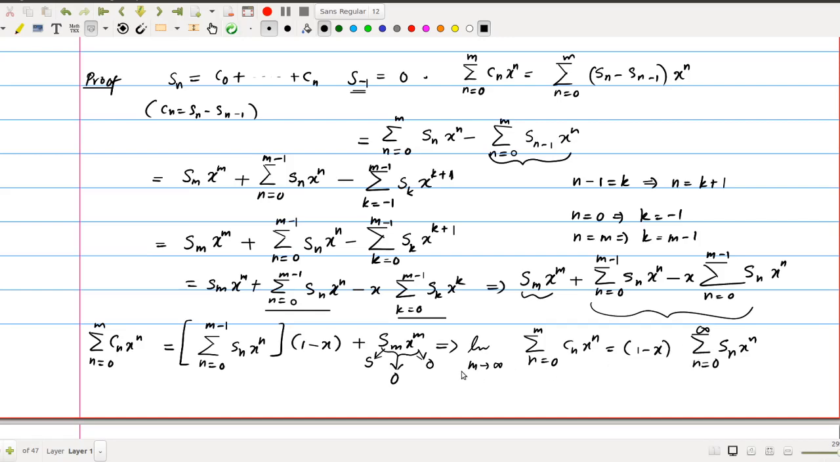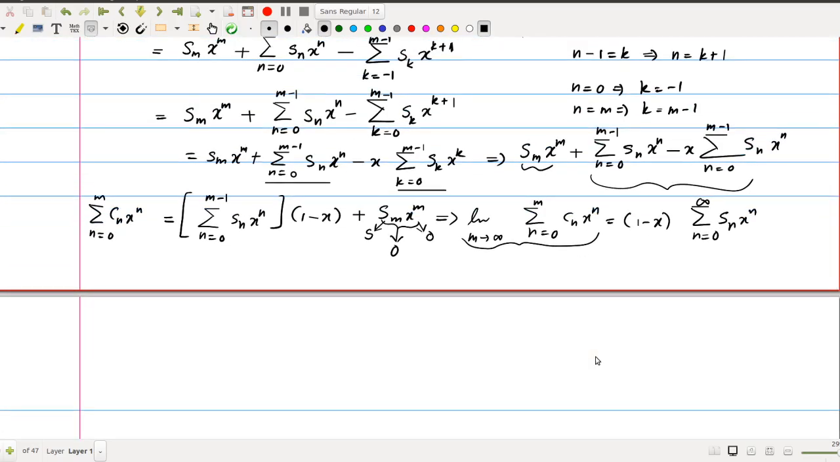So what is the left side? The left side will be the limit as m tends to infinity of this quantity. Okay, so that is nothing but our f(x), that is summation 0 to infinity, c_n x^n.